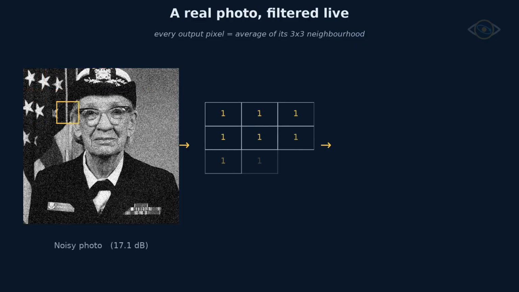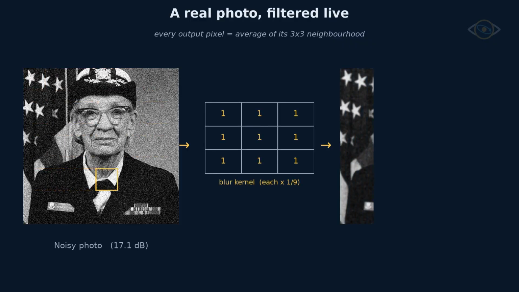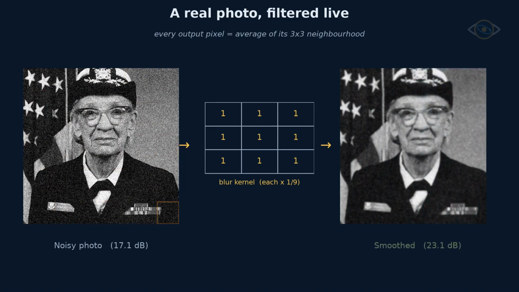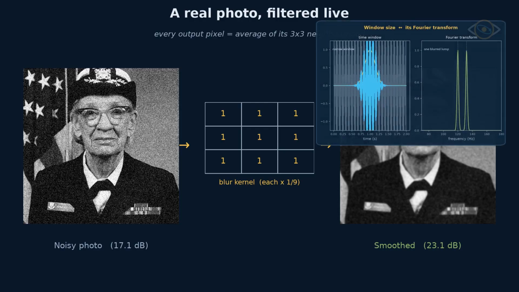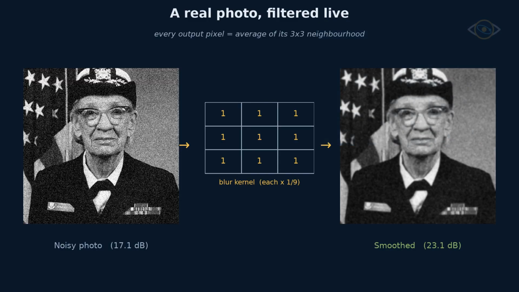Enough theory. Here's a real photograph, drowning in noise. Watch what one tiny blur kernel does. We slide this 3x3 box of equal weights across the image, replacing every pixel with the average of its neighbors. And the grain just melts away. On the left, it's about 17 decibels of quality. On the right, after sliding that little averaging window, it's 23. A real measurable cleanup from one kernel.